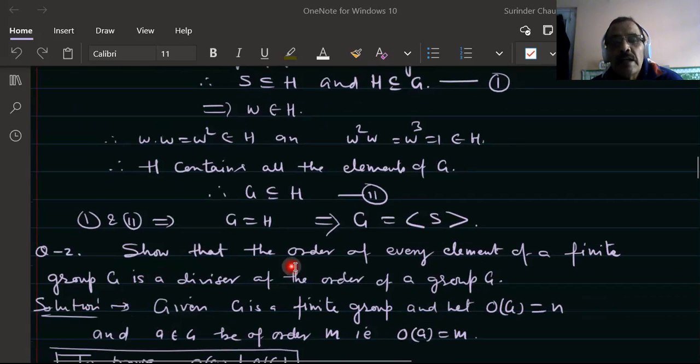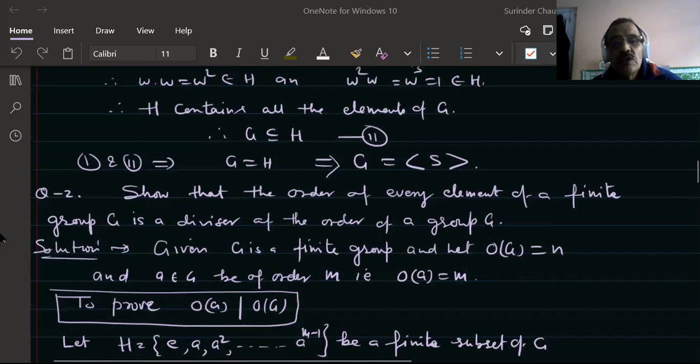Show that the order of every element of a finite group G is a divisor of the order of the group G. So let us show that G is a finite group.